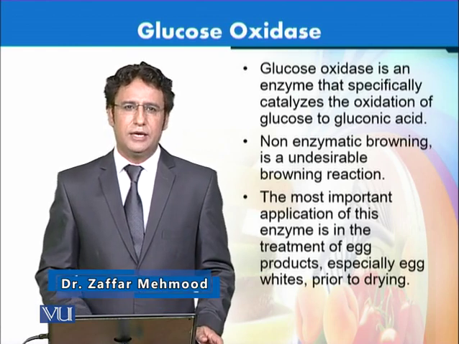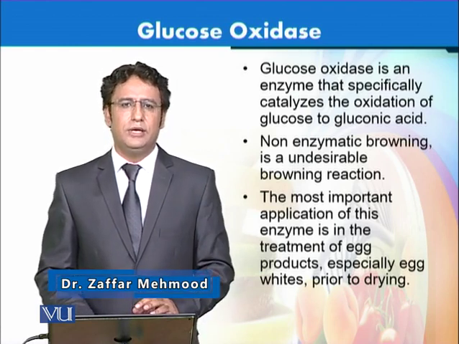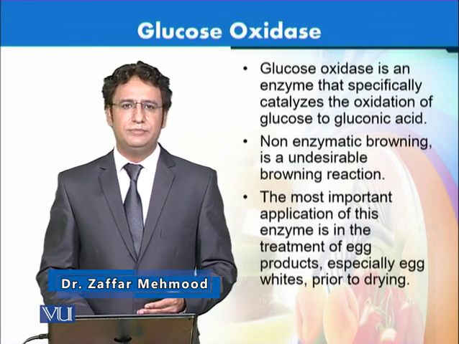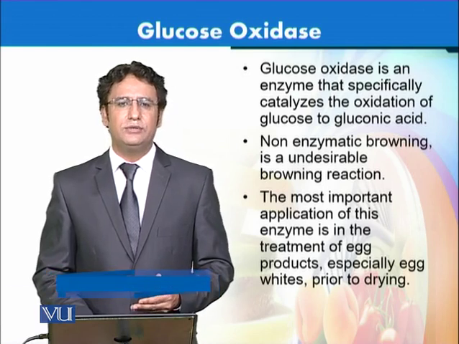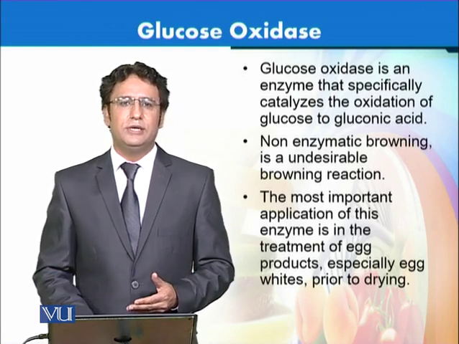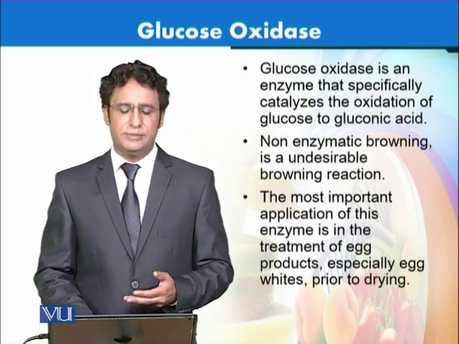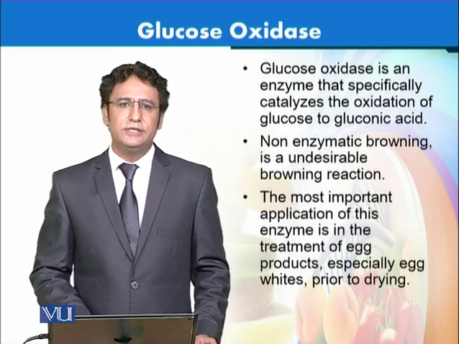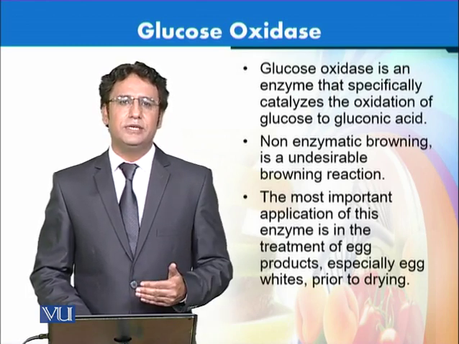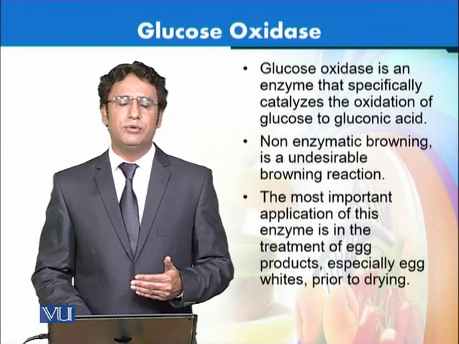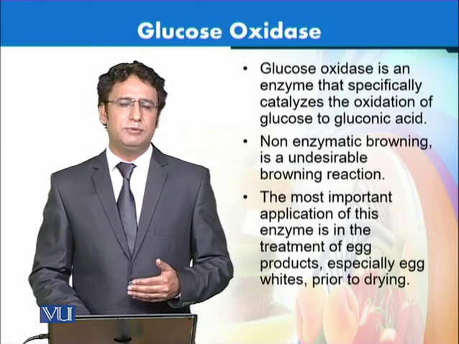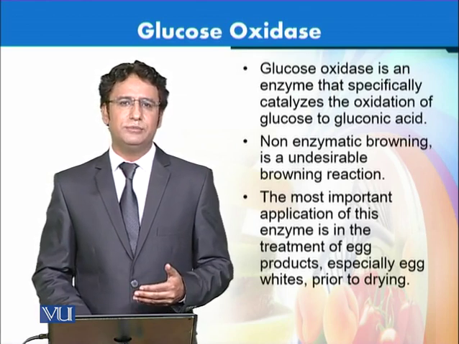So this would catalyze the glucose molecule into gluconic acid. And there are also other products, for example, hydrogen peroxide and oxygen, that are formed by the action of this enzyme. This is very important in the case of enzymatic browning that takes place in many fruits and vegetables.